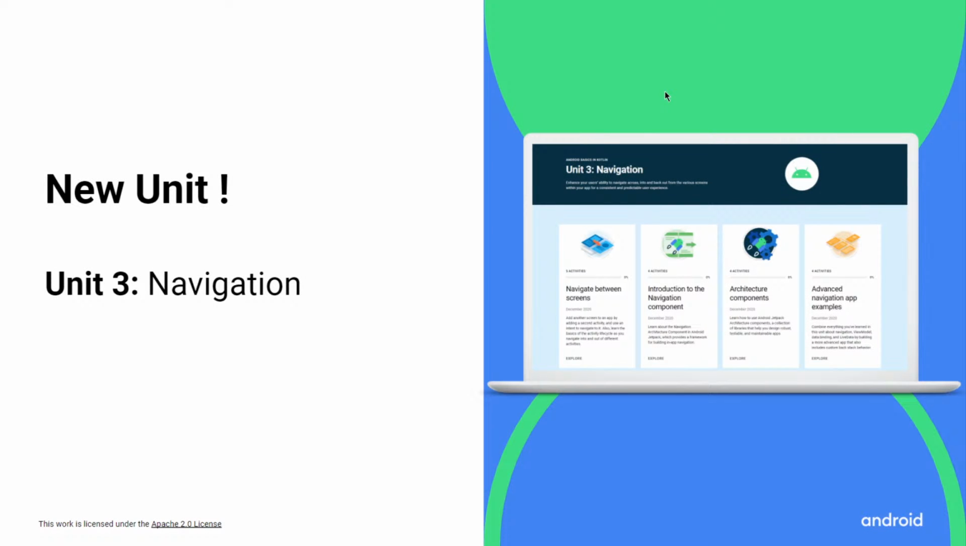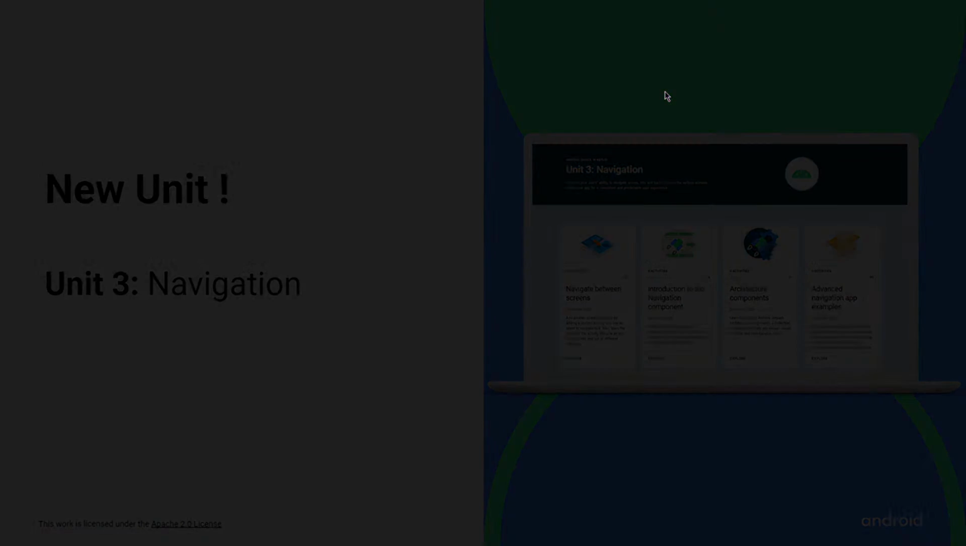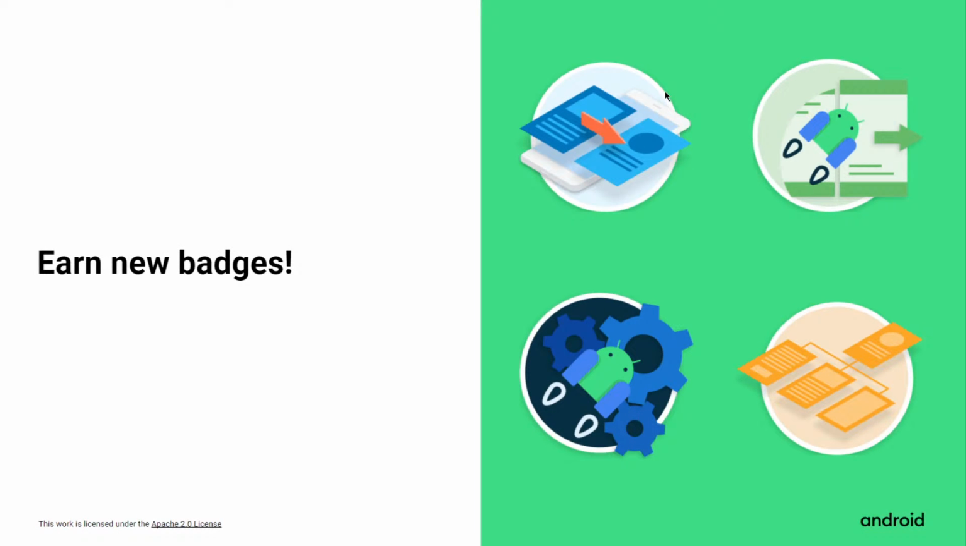Also, I would like to tell you that previously there were 2 units in the Android Basics in Kotlin, which is basically the new to programming track. But there is one more unit added, unit number 3, which is called navigation. And there are 4 pathways in this unit, as you can see in this screenshot. So you can expand your knowledge of Android app development by navigating through this unit. And of course, as the new pathways have come, you can earn new badges with them. So these are some interesting badges you can showcase on your developer profile.